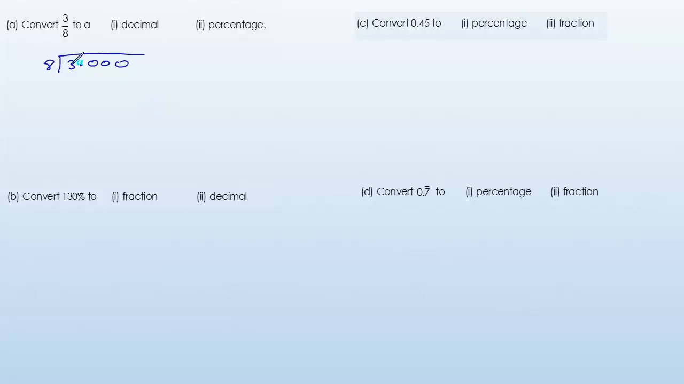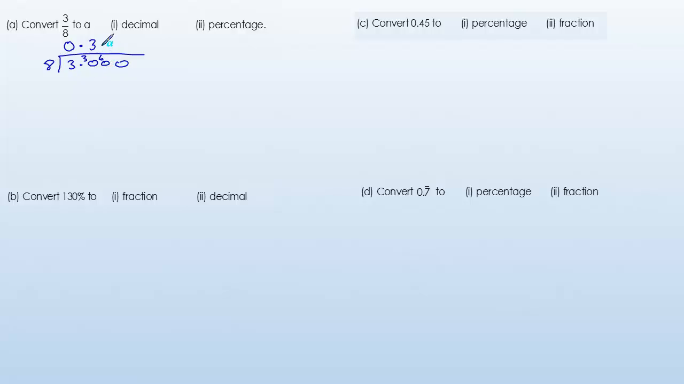So 8 into 3, so what we're doing is 3 divided by 8. So clearly that doesn't go in. Make sure the decimal points are lined up. And it goes in 0 times and leaves a remainder of 3, so this becomes 30. 8 goes 3 times into 30, and 3 eights are 24, so that leaves a remainder of 6.